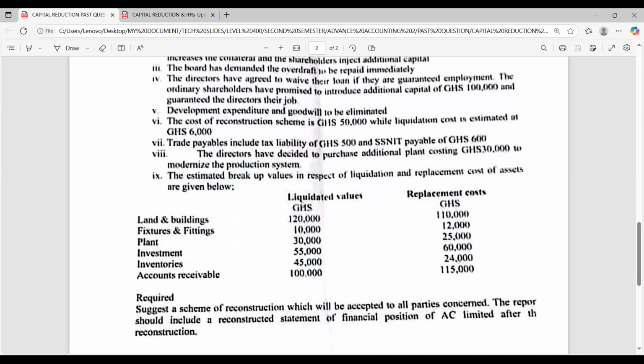These are fair values of liquidation. These are fair values of reconstruction. So if you are reconstructing, this is what we'll be using for fair values. But if you are liquidating, this is what we'll be using. They have made your job so simple that once you pick your liquidation account, the only thing you'll be listing is land, fixtures and fittings, plant, investment, inventories, and then you pick your accounts receivable. You repeat the whole figures, and then you do your total. And then you come and do less distribution, and then you treat the ones that we have to treat.